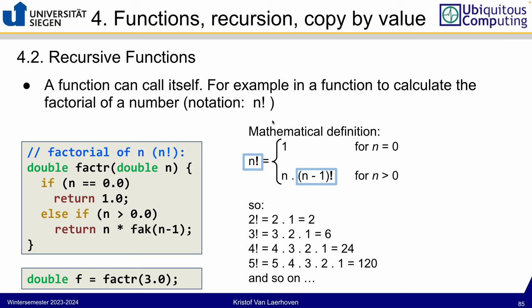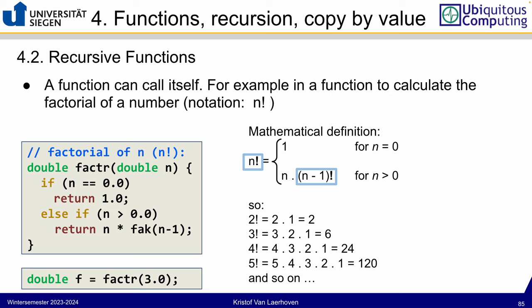In this case, this is the typical example that you always will see in every introduction to programming course for a recursive function. It's a factorial. I'm assuming that most of you will already know the factorial. It is usually noted with an exclamation mark. So n is a number, and with the exclamation mark, it's basically saying this is the factorial of n.